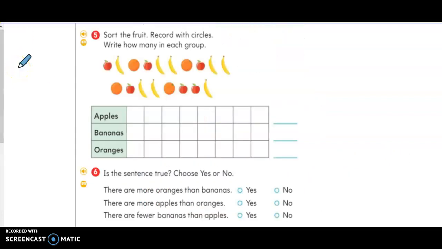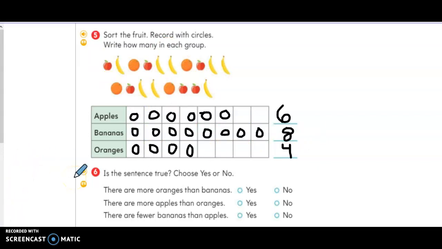Okay, number 5, sort the fruit and record with circles. Write how many in each group. Very similar to what we just did with the bugs, but now we're using apples, bananas, and oranges. So count your apples, record with circles, and put the number out here. Count your bananas, record with circles, put the number. Same thing for oranges. Okay, go ahead and do that and then play the video.